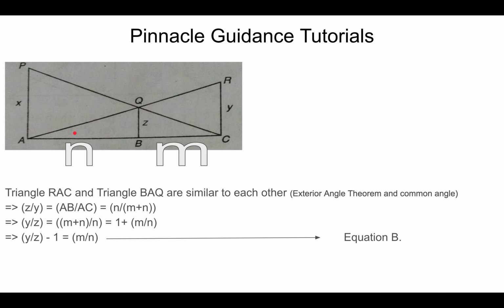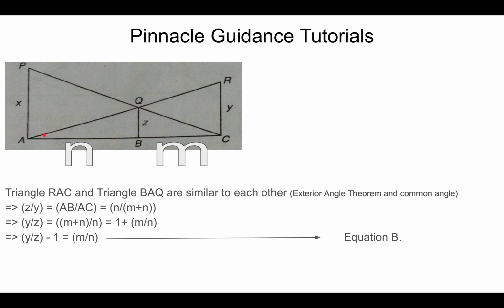Similar to the previous one, triangle ARC, or you can say RAC, the bigger triangle, and the triangle BAQ, both are similar to each other. Why? Again, this is 90 degrees, this is 90 degrees, a common angle, and angle BQA and angle CRA are equal due to the exterior angle theorem.